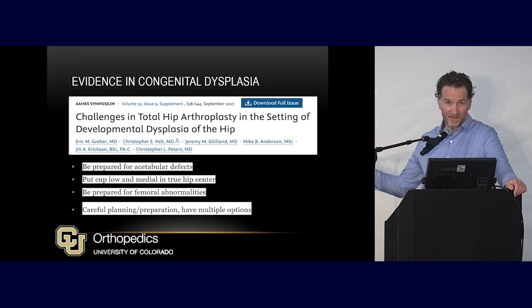Really highlighting everything that you just heard here. So this is a mild dysplastic case. For people that are just getting into practice, fairly straightforward. But you got to be prepared. You got to understand that there's a varying degree of problems.